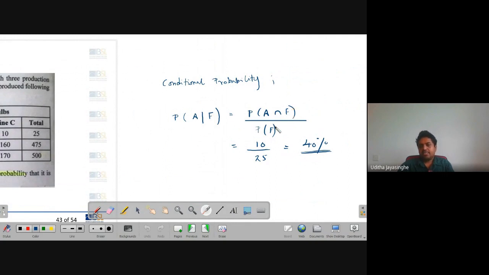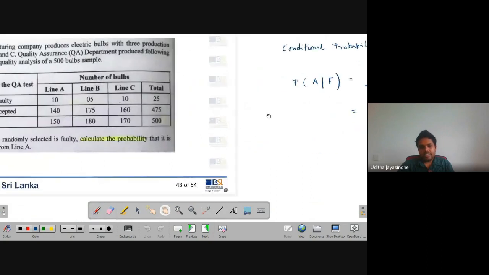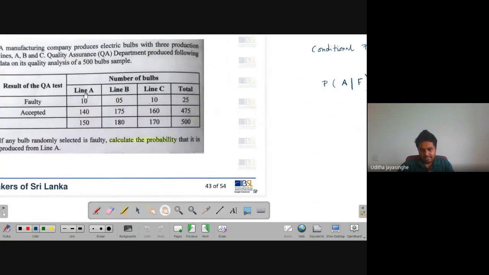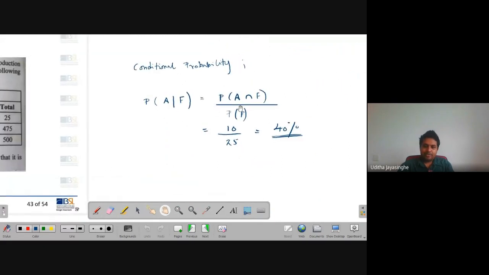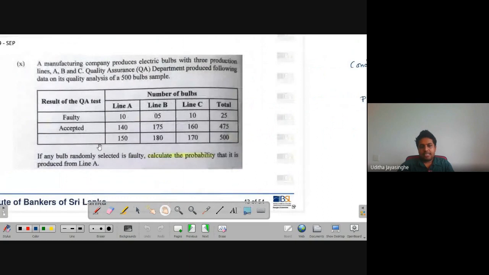A intersection faulty, and faulty. A intersection faulty is what? This is 10, and the faulty total is 25. So 10 divided by 25, correct? The answer is 2 divided by 5, any form is fine. Answer is 40%. It's a simple application of conditional probability. If a bulb randomly selected is faulty, now the faultiness is given, so you are inside the range of faulty. Calculate the probability that it is produced from line A. The simple answer could be taken as 10 divided by 25.